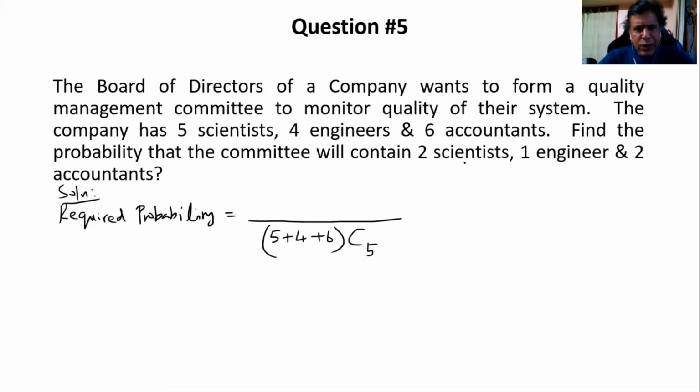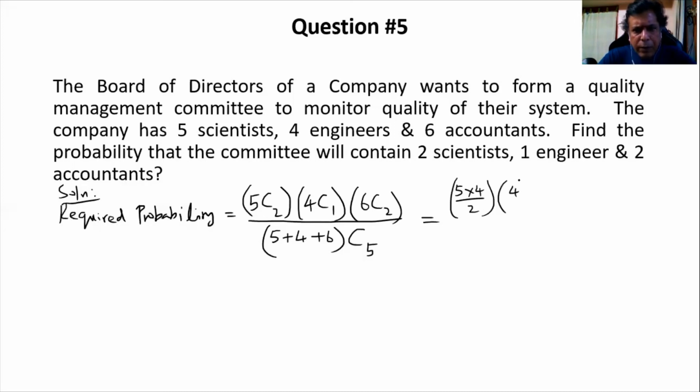Now, how many scientists can you choose? You can choose only 2 scientists out of 5 scientists, so here it is 5C2. Further, 1 engineer needs to be chosen from 4 engineers. Since it is 'and', I will multiply by 4C1, and then I need to choose 2 accountants from 6 accountants, so 6C2. Now we can evaluate this. 5C2 will be 5 into 4 by 2, 4C1 will be 4, and 6C2 will be 6 into 5 by 2, whole thing divided by 15C5.